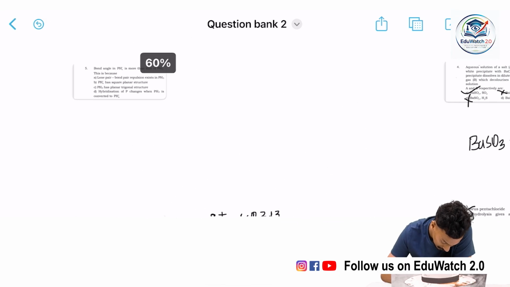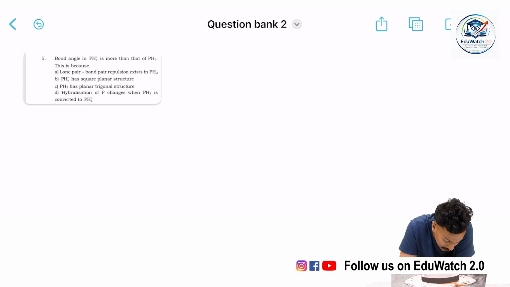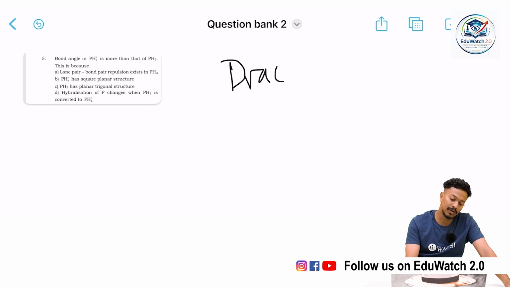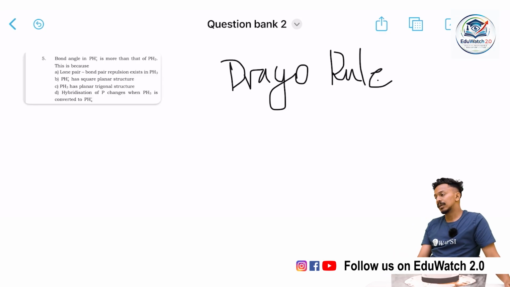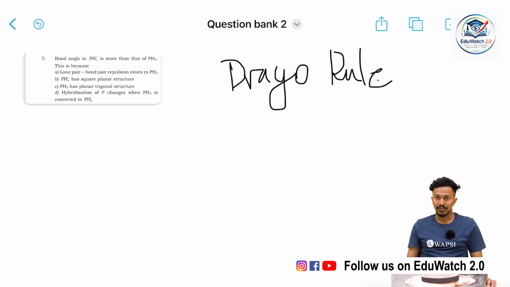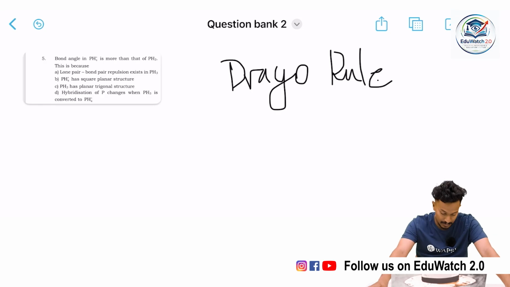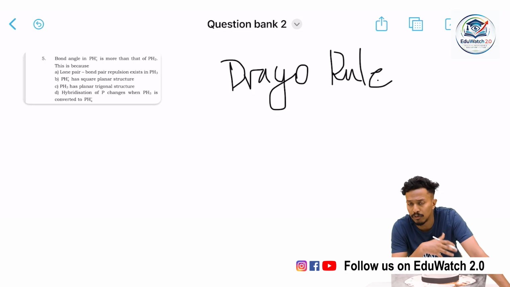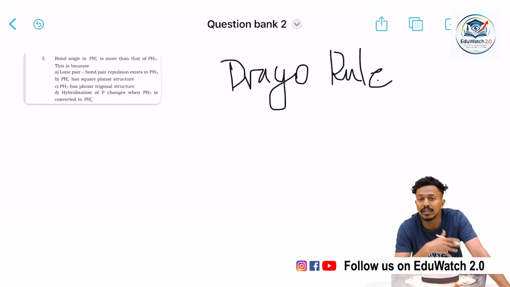Here, the bond angle in PH4+ is more than that of PH3, right? Have you ever heard of Drago's rule? You have to be familiar with this rule before answering this question. In this rule, some elements which are hydrides of groups 15 and 16 do not undergo hybridization. Like phosphorus hydride does not undergo hybridization. So here the PH3 molecule has no hybridization. It is due to the overlapping of p orbital and d orbital of these compounds.